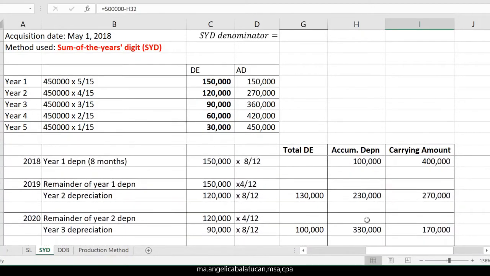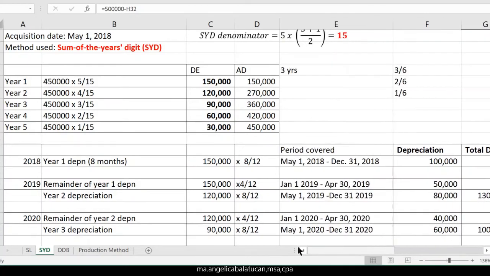Okay, so that's for the sum of the years digit. So it's slightly complicated if the month acquired is not exactly January 1.